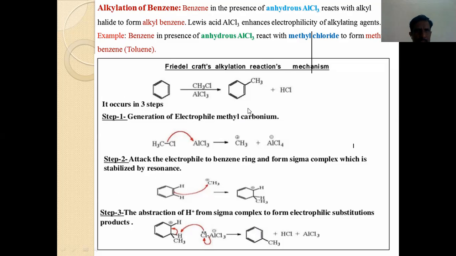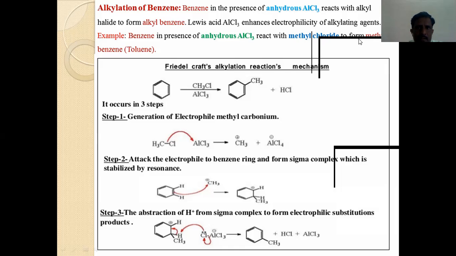Again, I am repeating in short. When benzene in the presence of anhydrous aluminum chloride reacts with alkyl halide, it forms the alkyl benzene. Now Lewis acid or AlCl3 is used to enhance or to increase the electrophilic power or electrophilicity of the alkylating agent. If we do not use AlCl3, the reaction will still be conducted, but the rate of reaction is very slow, because the electrophilic character of CH3 positive is not strong, and that's why CH3 positive is not generated properly, and thus the positively charged carbocation does not attack the benzene molecule, and thus the speed of reaction will be very slow.